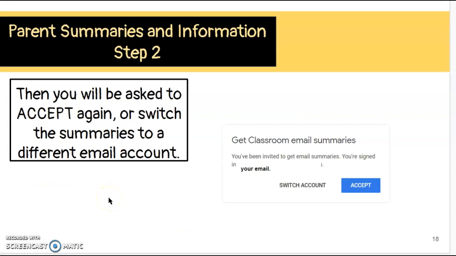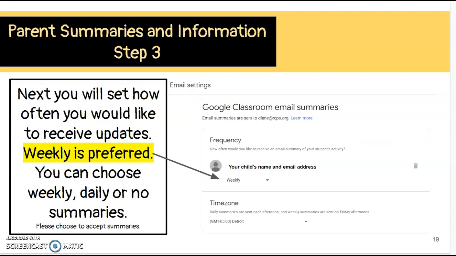Step 2, then you will be asked to accept again, or switch the summaries to a different email account. Let's say that the email account that the teacher sent is not your preferred email. Please change it to one that is your preferred email and that you will be able to check regularly. Step 3, next you will set how often you would like to receive updates. Weekly is preferred. You can choose weekly, daily, or no summaries. We ask that you choose weekly or daily. Please receive summaries so that you can help us keep up with your child's work.